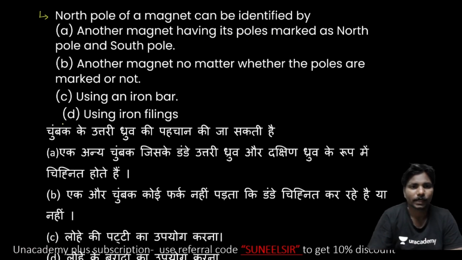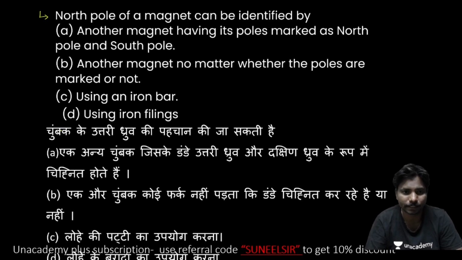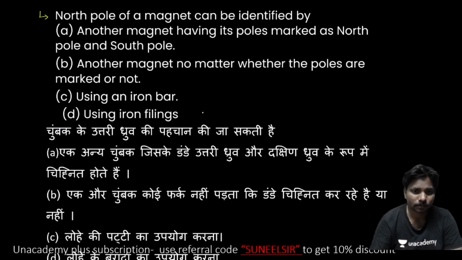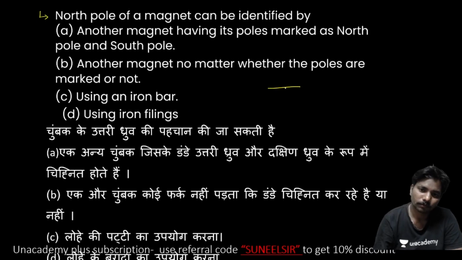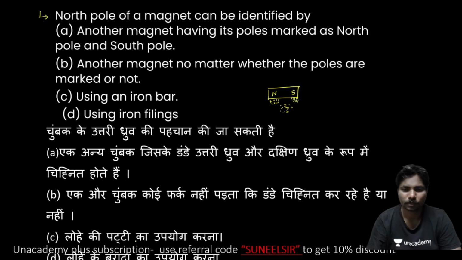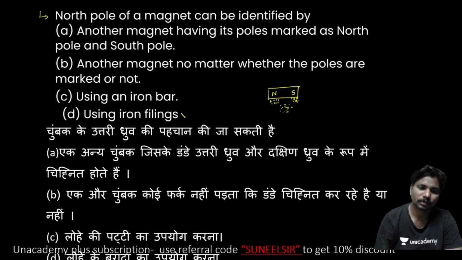North pole of a magnet can be identified by dash. So let us take one option by using the iron filings. If it is a magnet, it has a north pole and a south pole. If you place iron particles, these iron particles are equally attracted by the north pole and the south pole. So we cannot find out which is north and which is south. Why? Because of equal attraction. So we can eliminate it.